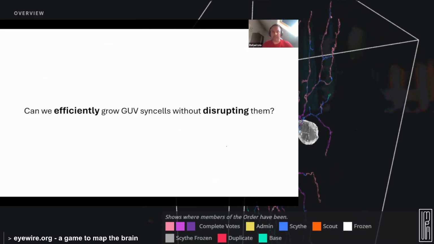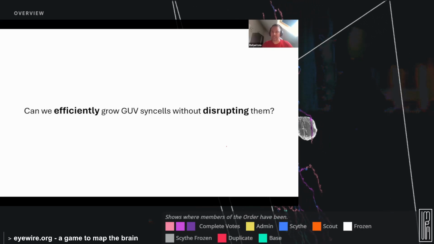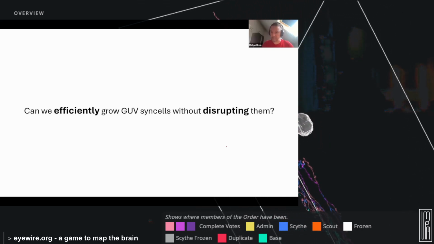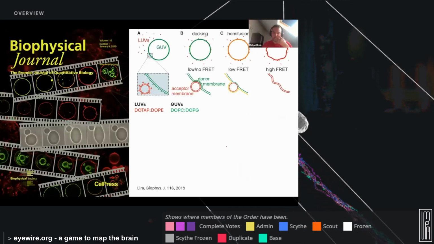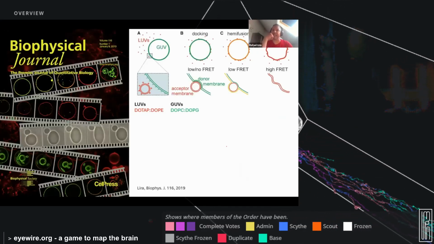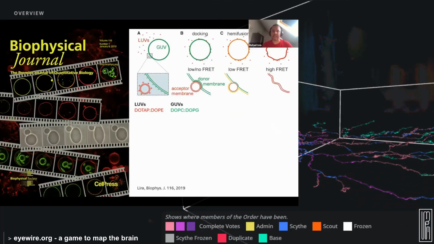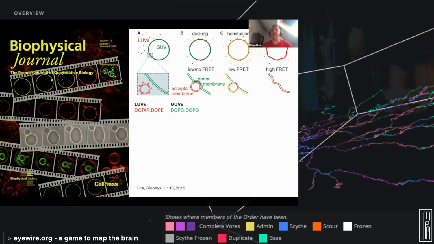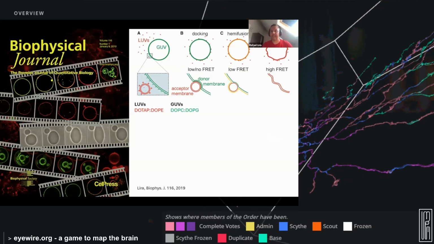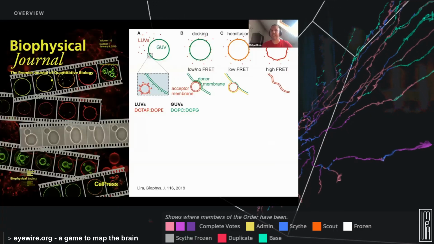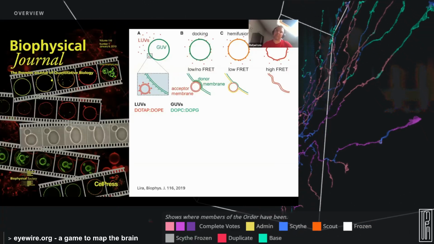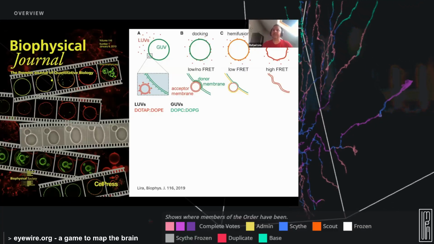So the question that we asked ourselves was, can we efficiently grow synthetic cells without disrupting them? Some years ago, we reported this paper where we produced cationic small vesicles made of distilled lipids, where TAP is positively charged. The small vesicles were labeled in red, and then we mixed them with GUVs labeled in green. The GUVs were negatively charged, and we hoped to see fusion.